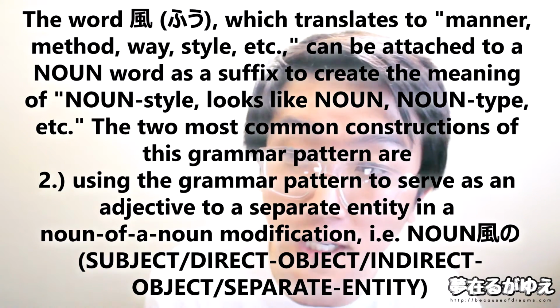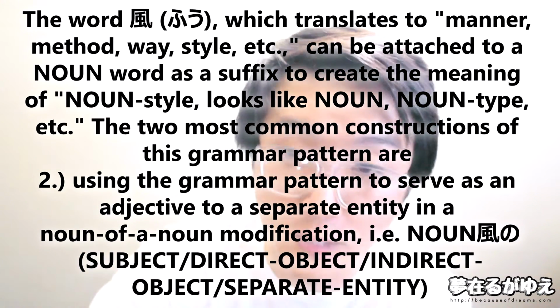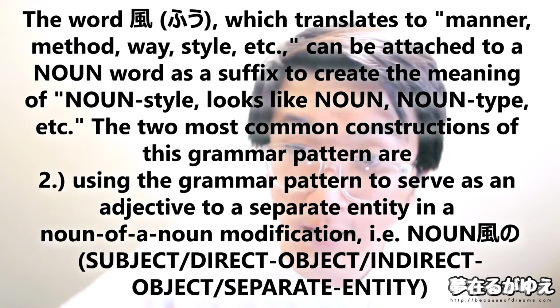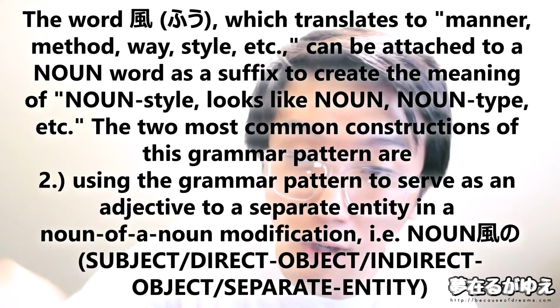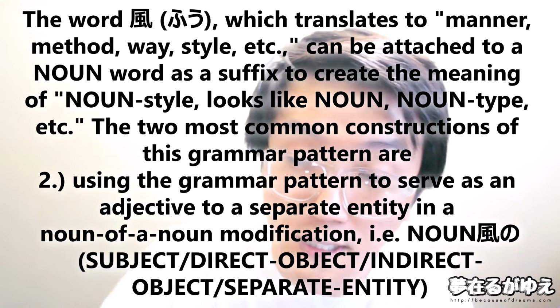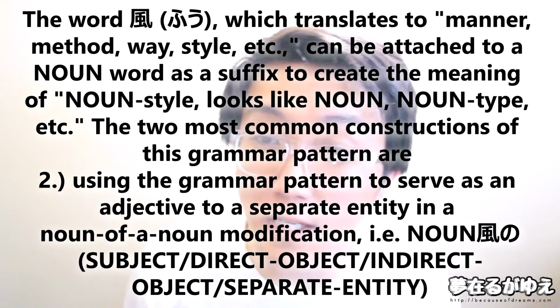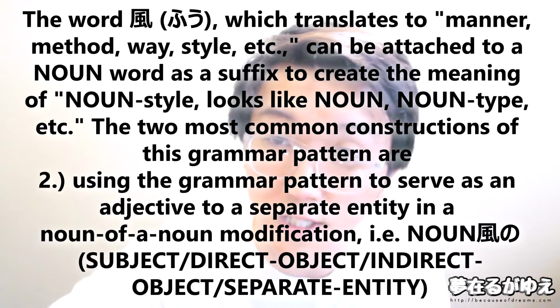So what we'll do first is we'll do that first construction in which we're just making an outright statement, noun fu des or noun fu da. Then after that, we'll go into modifying the subject of the sentence with this grammar pattern, because that is slightly harder. So that's all the explanation that's really needed at this point. So now let's just jump into some example sentences to get a better idea of this.